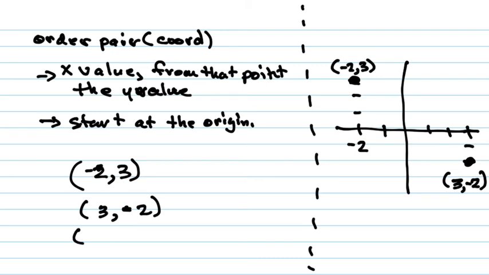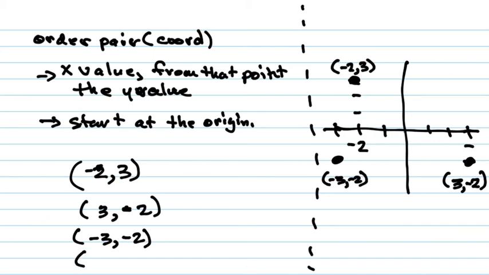Okay? All right, here we go, guys. -3, -2. Start where? Go where first? Left, how many units? 3 units. Then go what? Down how many units? 2. So that puts us right there.